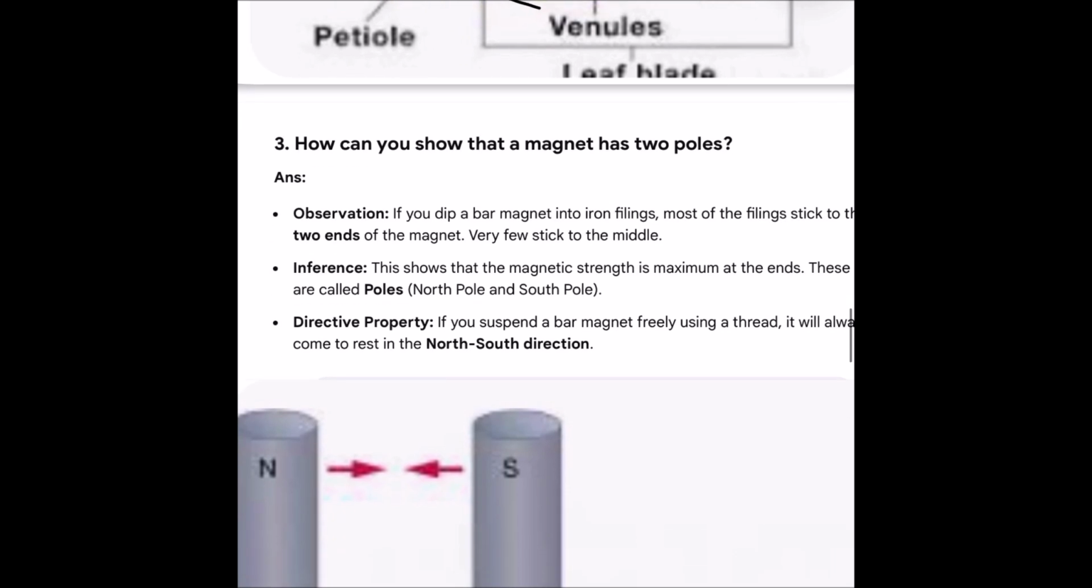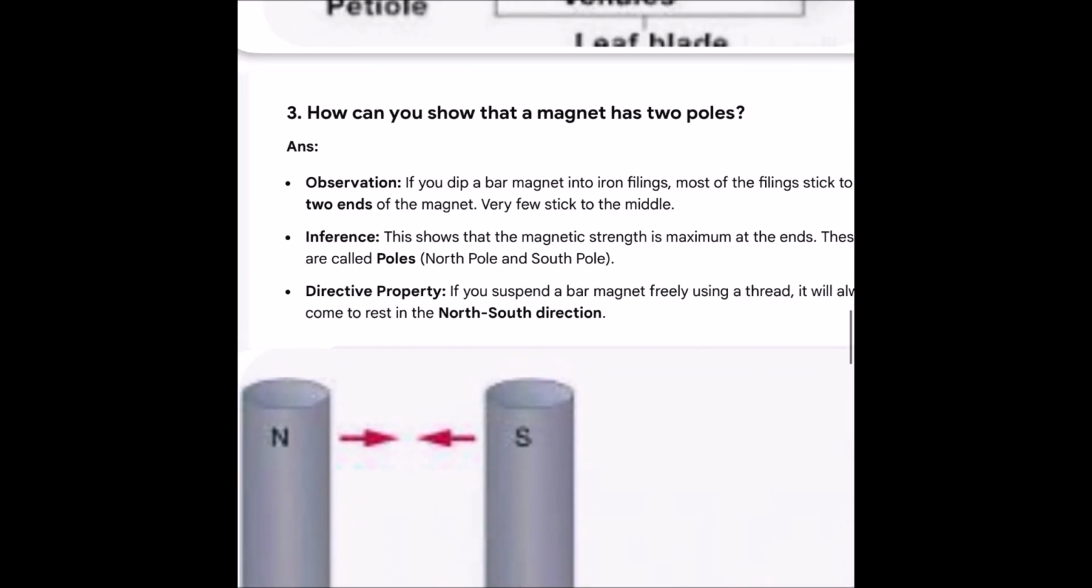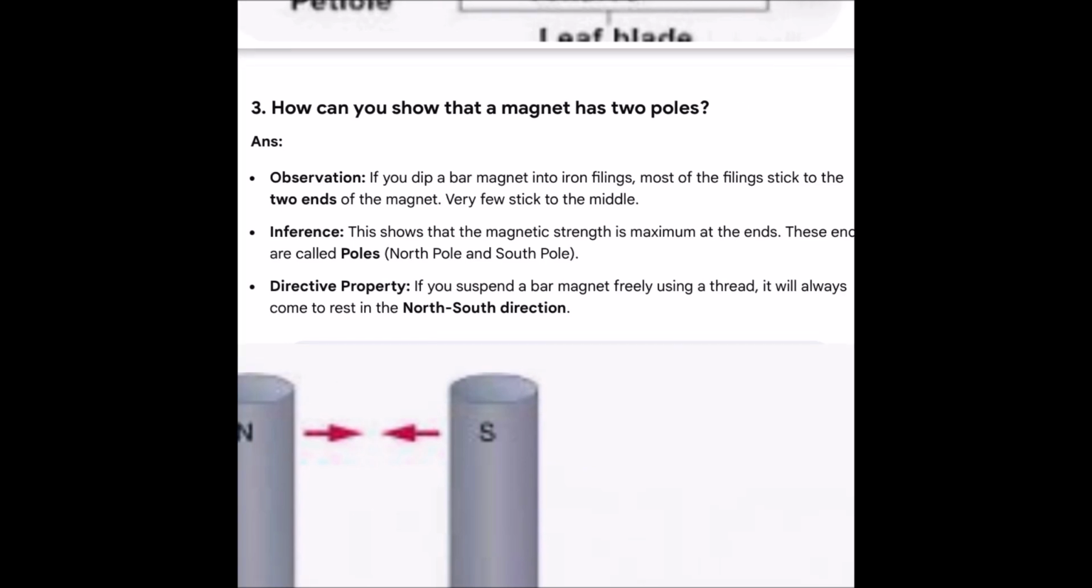Let's move to the third question. The third question is how can you show that a magnet has two poles? So the first part here you are going to write is the observation. The observation is if you dip a bar magnet into iron filings, most of the filings stick to the two ends of the magnet, very few stick to the middle.